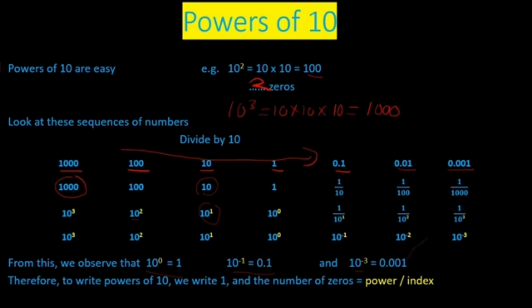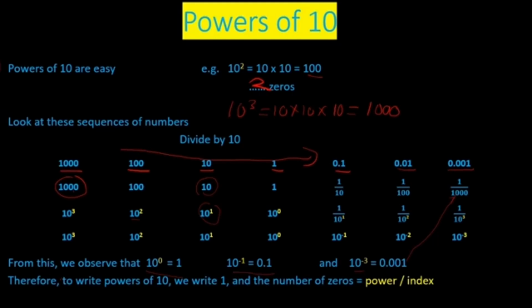Taking note of the fact that this number here, 10 to the power minus 3, is the same as saying 1 over 10 to the power 3, which is also the same as saying 1 over 1000. So you can see that in order to write powers easily, we just write 1, and then the number of zeros is equal to the power or the index. For example, if our power is positive, then it means that our number is not a decimal, it is a positive number, and just has 2 zeros.